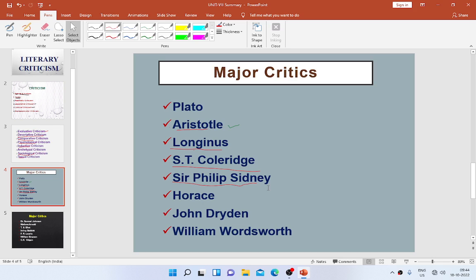Sydney has placed Stephen Gosson's charges into four categories. First, a man could use his time more usefully than in poetry. Second, poetry is the mother of lies. Third, poetry is immoral and a nurse of abuse. Four, Plato rightly banished poets from his ideal commonwealth.